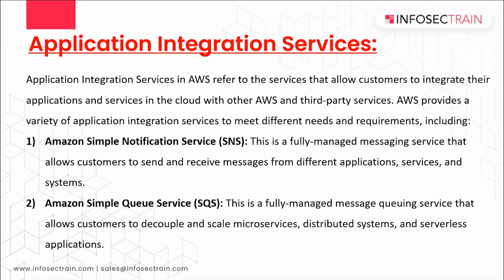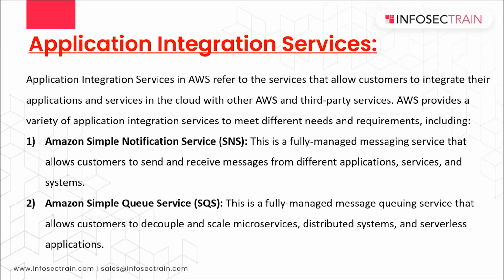The first is Amazon Simple Notification Service, which is called SNS, right? Amazon Simple Notification Service is a fully managed messaging service that allows customers to send and receive messages from different application services and systems. This is what it does.